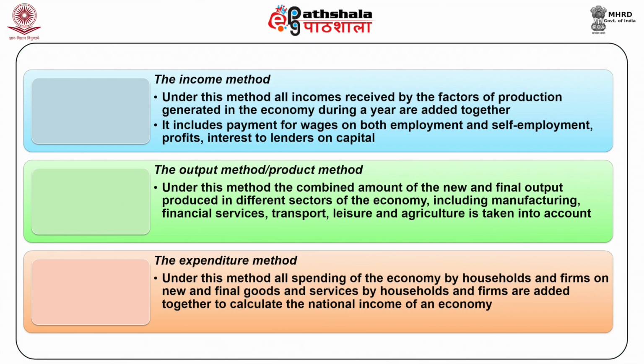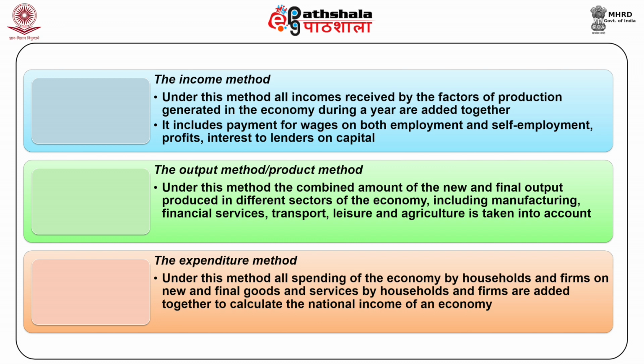There are three methods to calculate GDP at market price. First is the income method. Under this method, all incomes received by the factors of production generated in the economy during a year are added together. It includes payment for wages on both employment and self-employment, profits, interest to lenders on capital or rents to the owners of land. The second is the output method or product method.